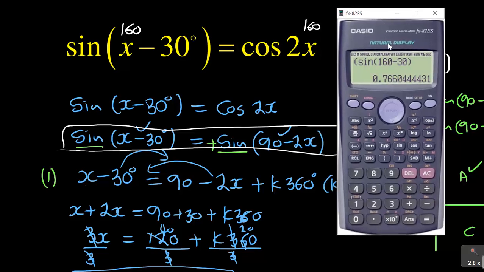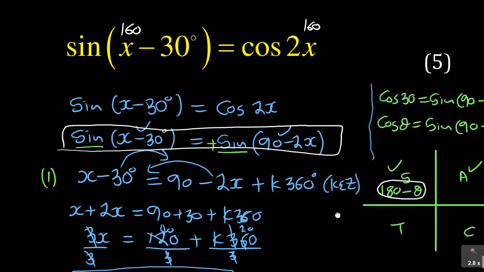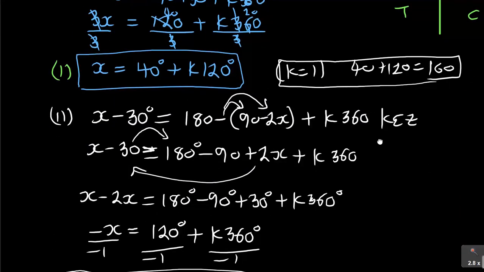I do the other side. Remember this answer. Then I'll do the other side, which is cos 2 times 160. See that? Which is 0.7666. You see the answer in this case is balancing. Now, having done that, let us try another one, the general solution.